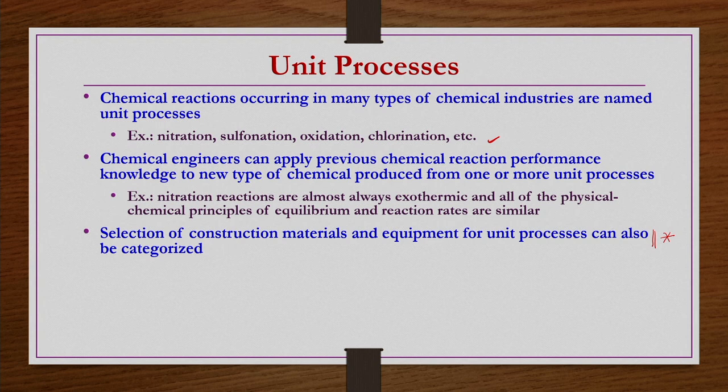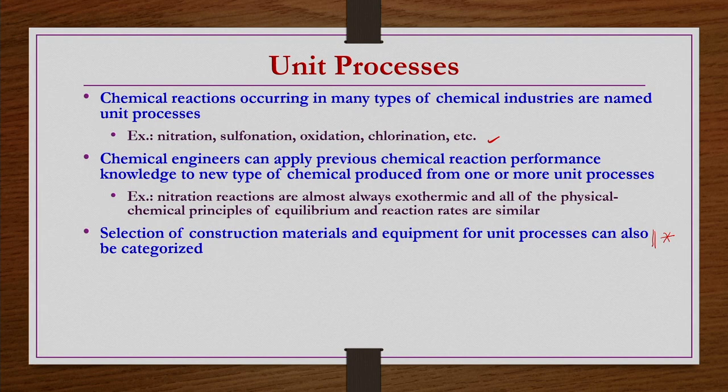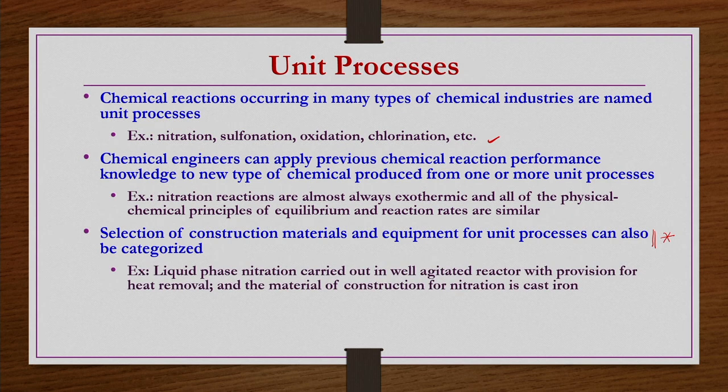If a reaction is taking place at lower temperature, at atmospheric temperature and pressure, then why waste money on a construction material for the reactor that is sustainable at high temperature and pressure? Because a material that is sustainable at high temperature and pressure will obviously be expensive. That is the reason you have to be careful while selecting the material of construction for a given unit process. For example, liquid phase nitration is carried out in a well agitated reactor, a batch kind of reactor with a provision for heat removal, and the material of construction for nitration, cast iron, is sufficient, right?